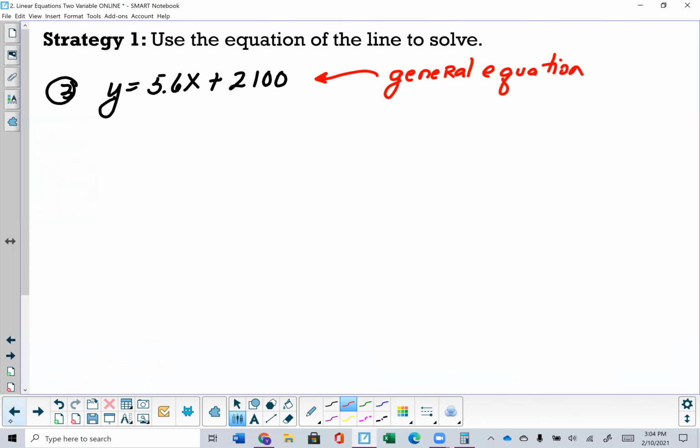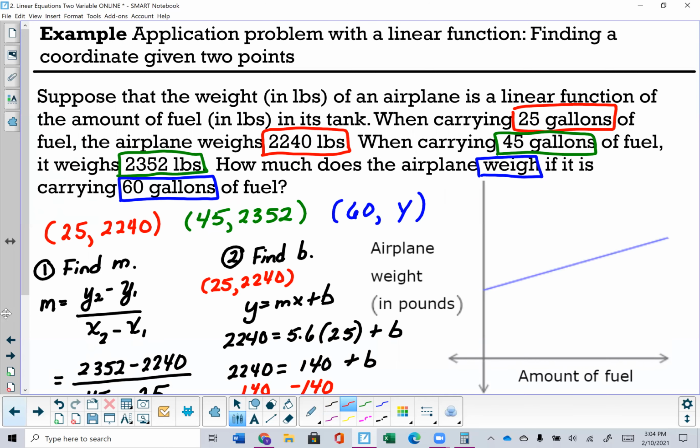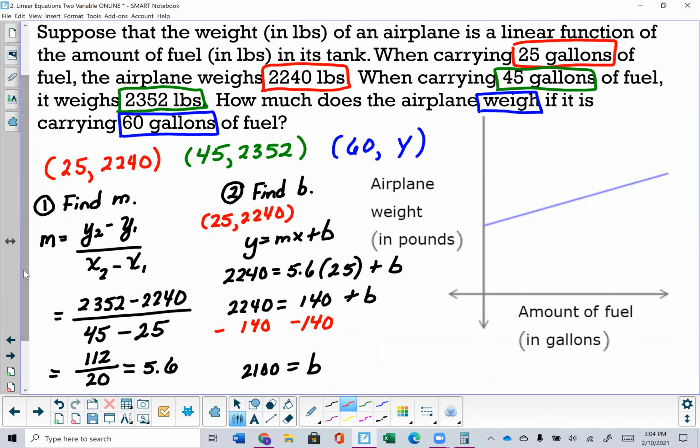Okay, so if we go back to that graph that we were given on the right side, the graph of this line, the equation for it is y equals 5.6x plus the 2100. So we think about this point right here, we're saying y is 2100 right there. That's what we're saying. And then it makes sense. We have a positive slope. 5.6 is a positive slope. Okay, so there's the equation of our line.